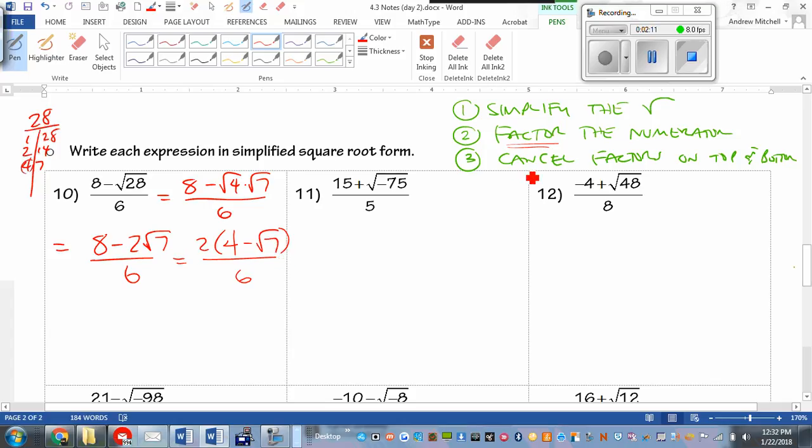And then our last step is to cancel factors on the top and the bottom. So once we have numbers factored out, we can look at this 2 and the 6, and see, can we cancel those out? Can we simplify that? And 2 goes into each of these. So we can divide this by 2, which just gives us 1. Divide that by 2, that gives us 3. So our final answer is 4 minus the square root of 7 all over 3.